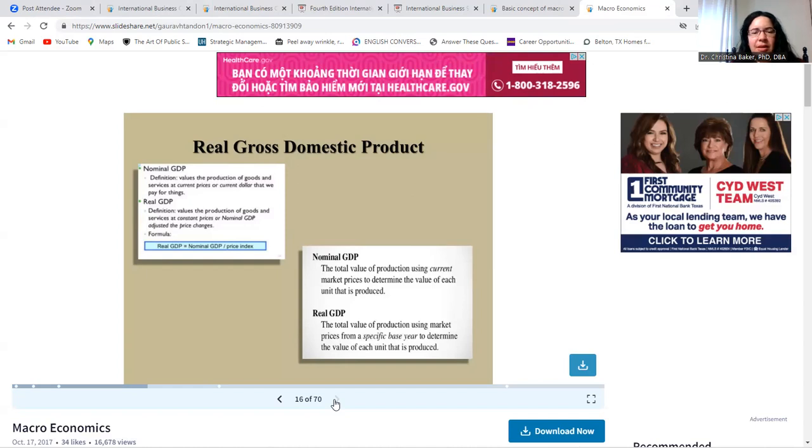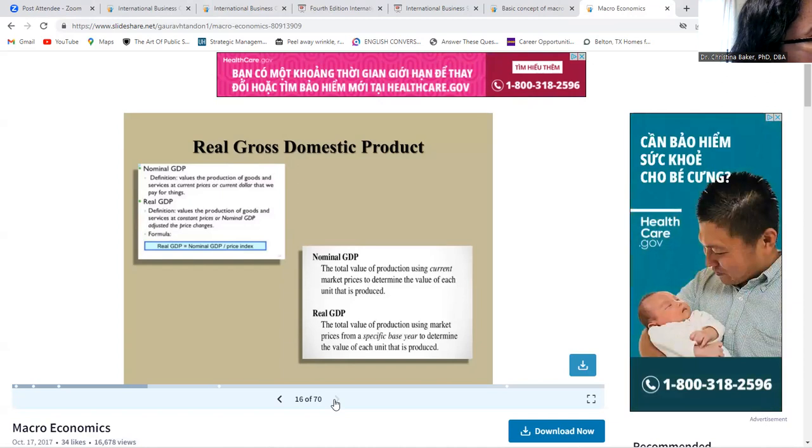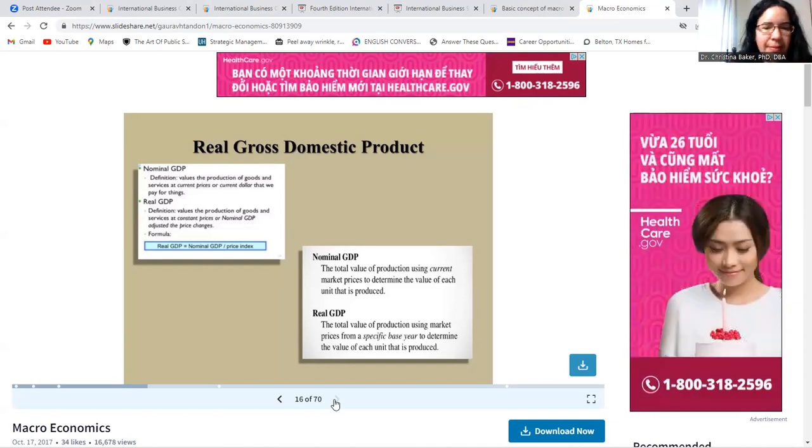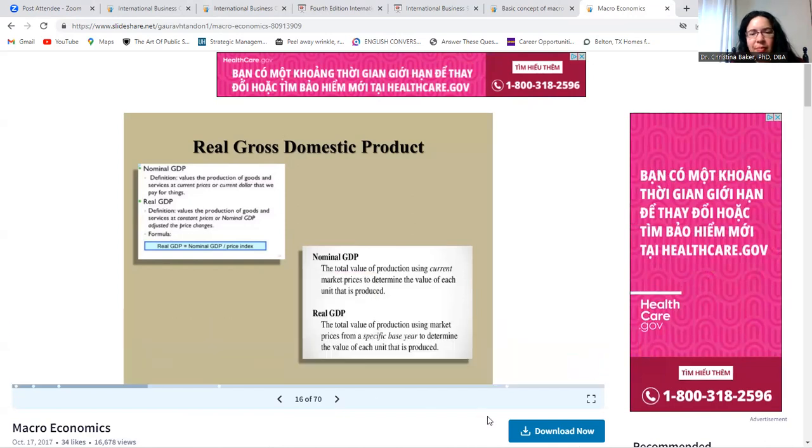Nominal GDP is the total value of production using current market prices to determine the value of each unit produced. Real GDP is the total value of production using market prices from a base year to determine the value of each unit produced.